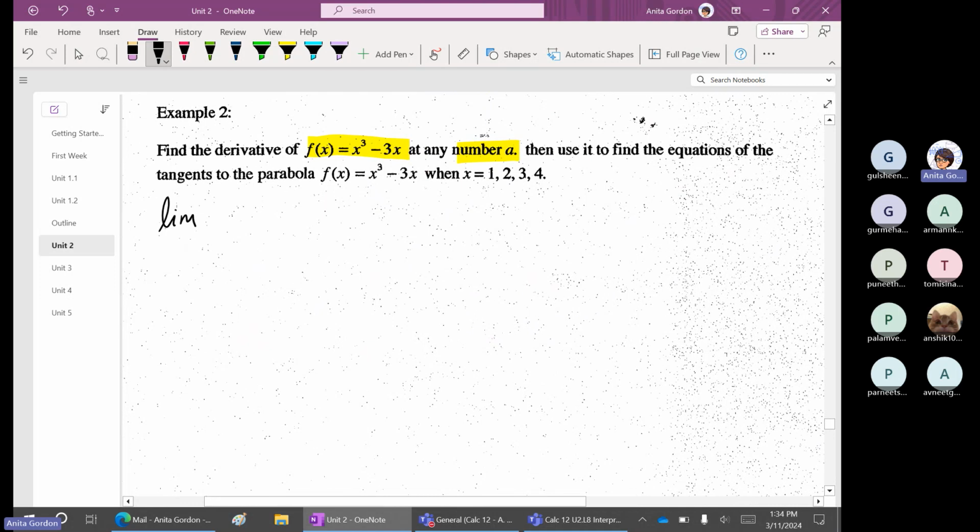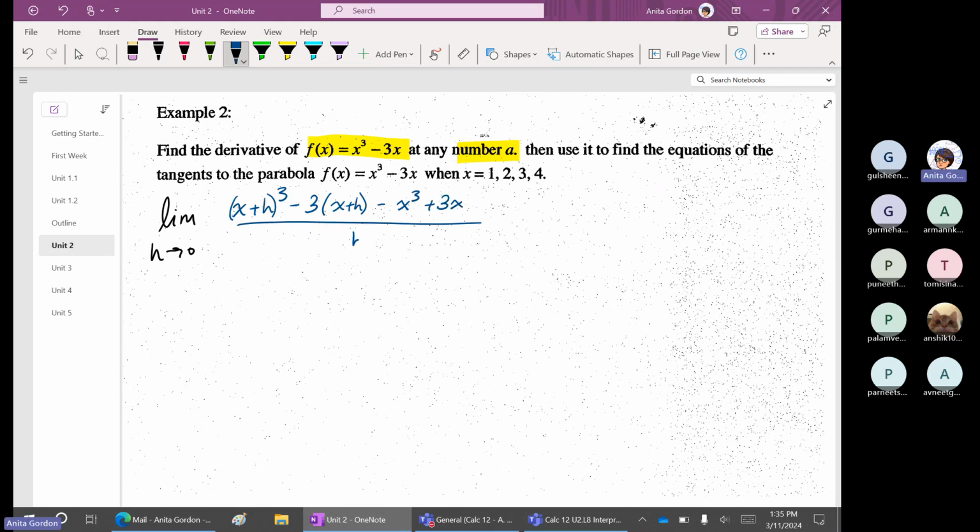So we're looking at the limit as h goes to 0. You could use either, by the way. I just find this one easier when it comes to the general form. So f of a plus h, or point of interest plus h. Let's take a look. I'm going to have x plus h all cubed minus 3 times x plus h, minus x cubed plus 3x, all over h.